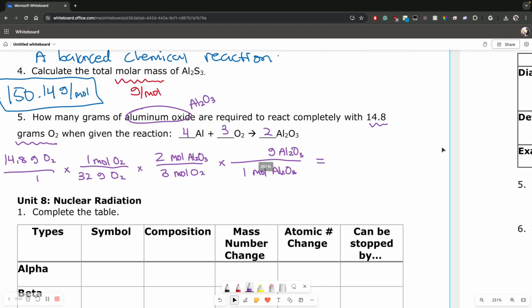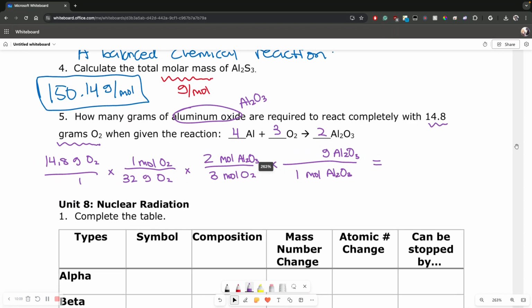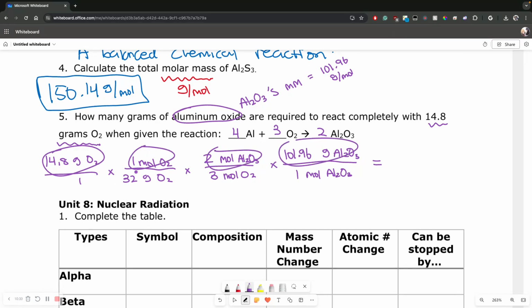Zoom back in again. And so the molar mass, we're just going to call MM, is going to be 101.96 grams per mole. That number goes right there on top. And all we have to do now is multiply everything by the top and divide by everything on the bottom. So let's go ahead and do that.